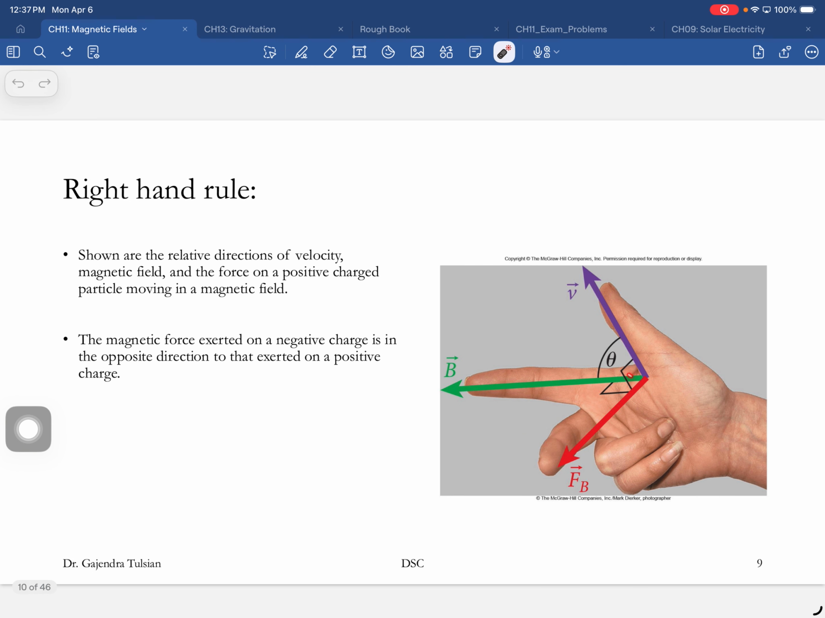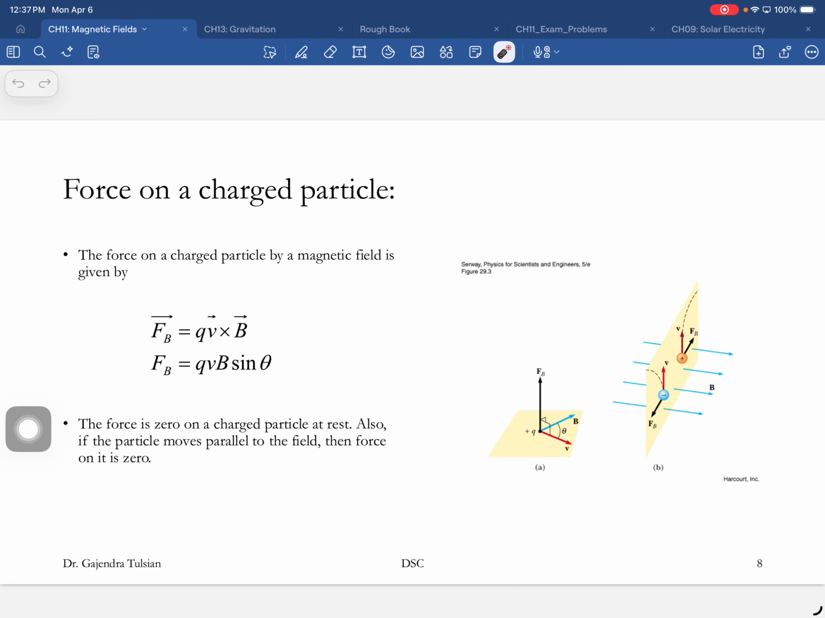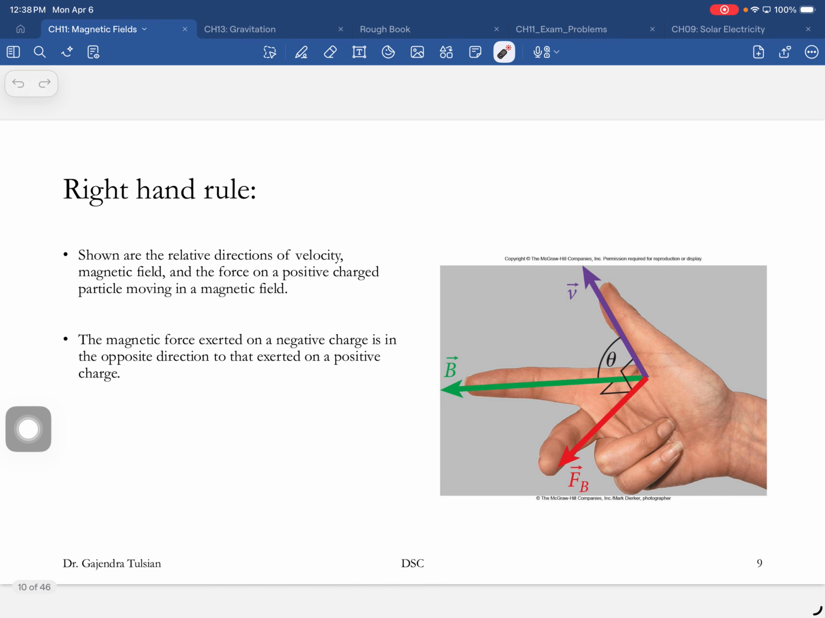So the right-hand rule says, okay, so again, when you take the cross product, if you turn a screw from here to there, the screw would move in that direction, and that's the direction of the force. Okay? You can also use the right-hand rule, turn from the first vector to the second vector, and that gives you the direction of the force. Okay.